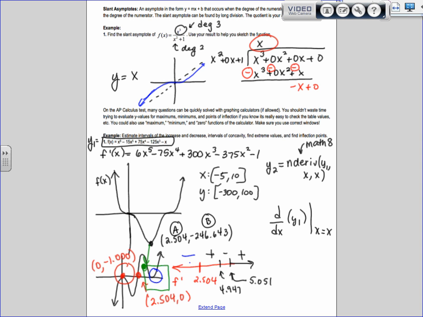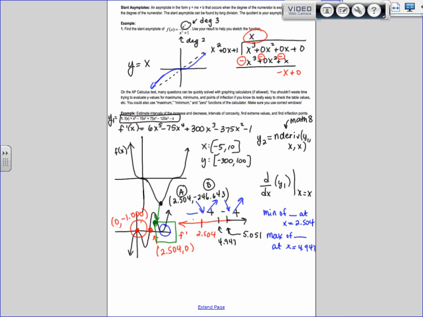All right, once you have that number line, you can really tell what's happening in this graph. So see why I put this one as a calculator question? It's so close. How do you get these without a calculator? So you're going to have down, up, down, up. So that means that there's going to be a min of something at x equals 2.504, a max of something at x equals 4.947, a min of something at x equals 5.051. Does that make sense?